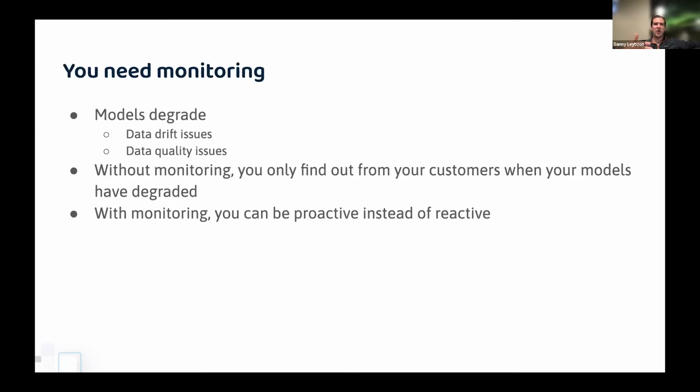That cause them to not be able to perform as well anymore, because the world that they were modeled on, the world that they're trying to represent, doesn't actually represent the real world anymore. But actually, in addition to data drift issues, the thing that most of my customers, most of the clients that I work with, most MLOps engineers run into is actually not data drift issues, but data quality issues.